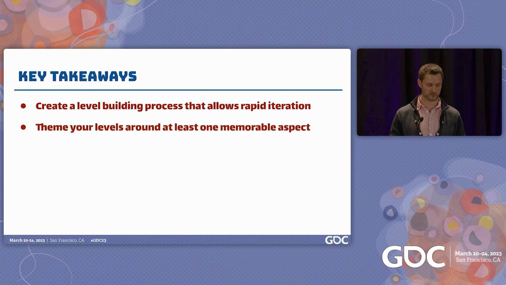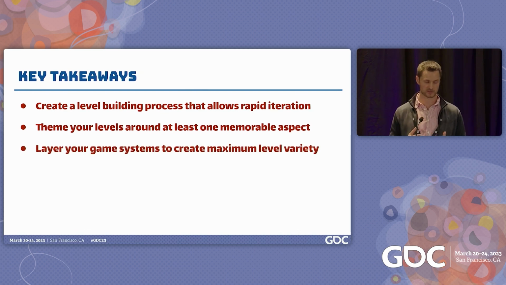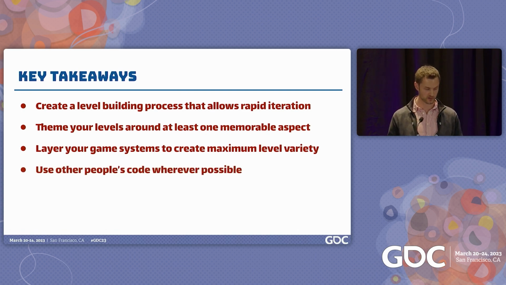I highly recommend theming your levels around at least one memorable aspect so that players can remember them after they played them, and they feel more unique. I'd also recommend layering your game systems so that they interplay with each other to create maximum variety out of as few mechanics as possible. I'd also recommend using other people's code wherever possible and adding goats.